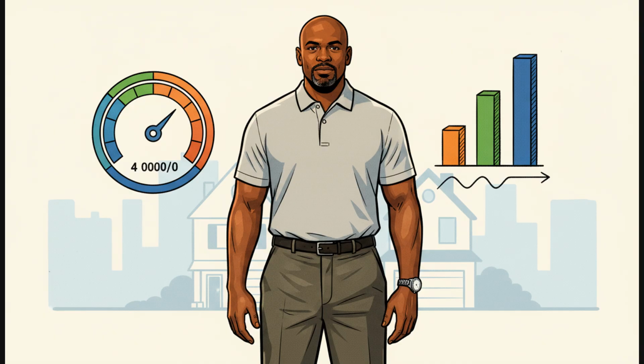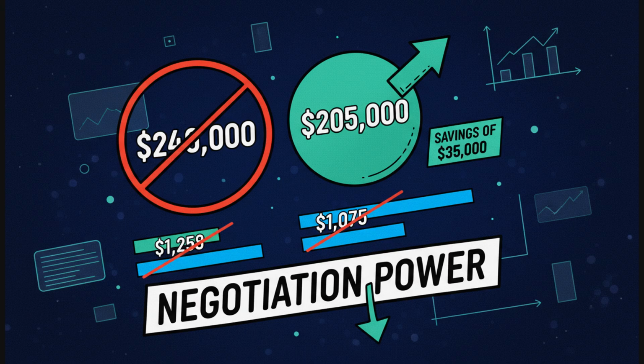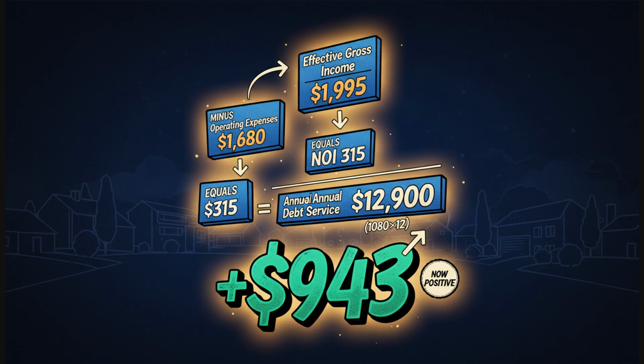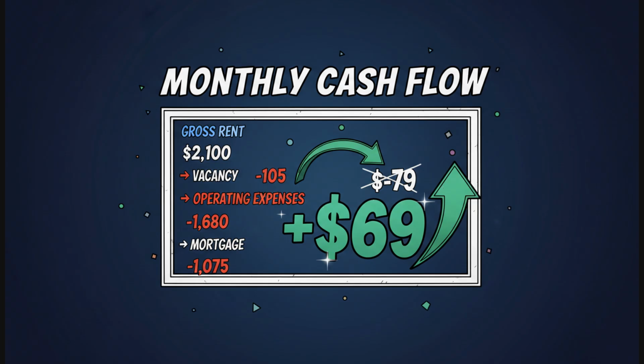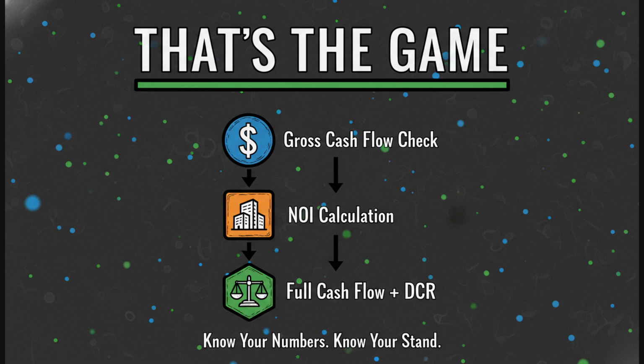Walk away? Not necessarily. This is where your negotiation skills matter. What if you got the price down to $205,000? Your mortgage drops to $1,075. Now your annual cash flow turns positive. You are making $69 a month. It is not glamorous, but now you have a foot in the door in a market where you believe rents will rise. That is the game.